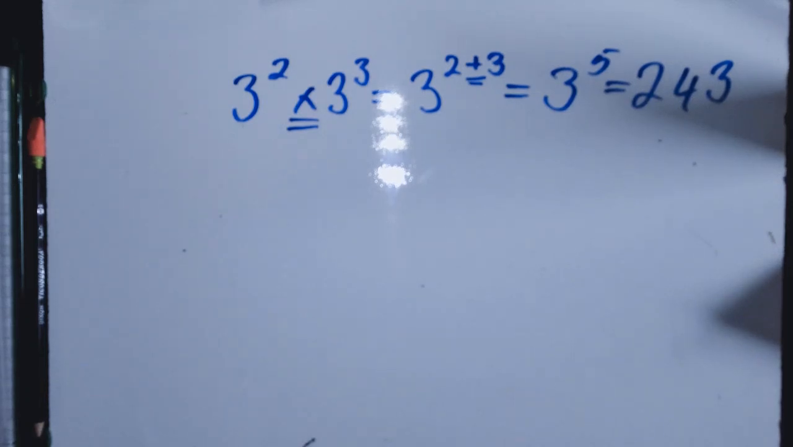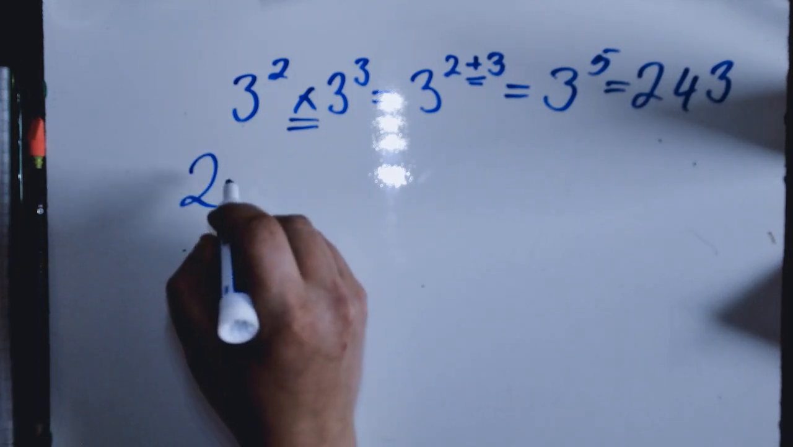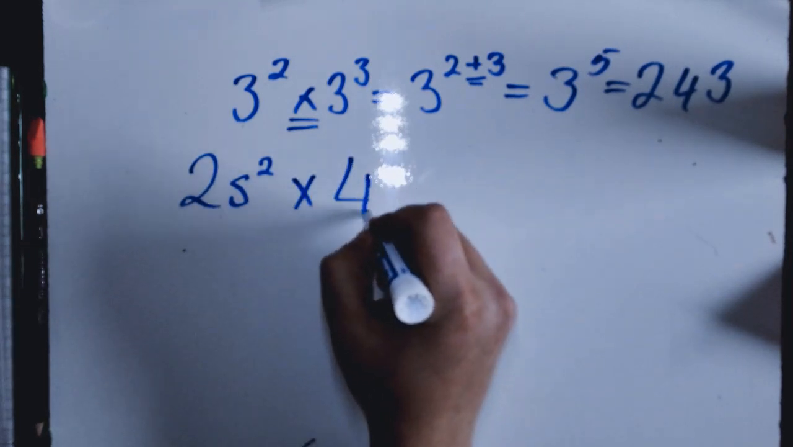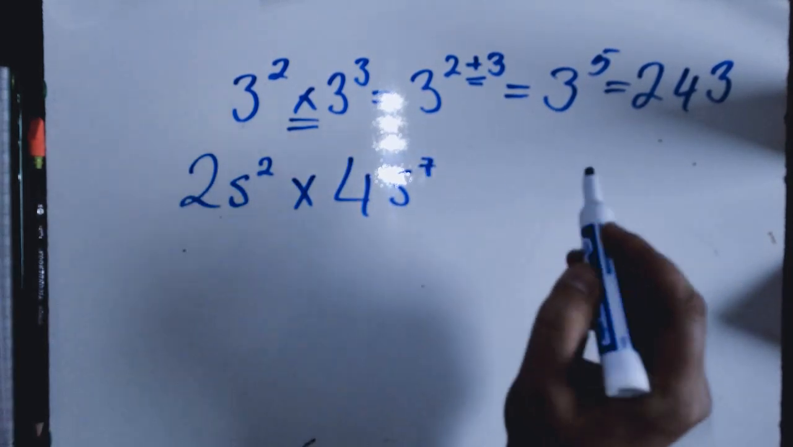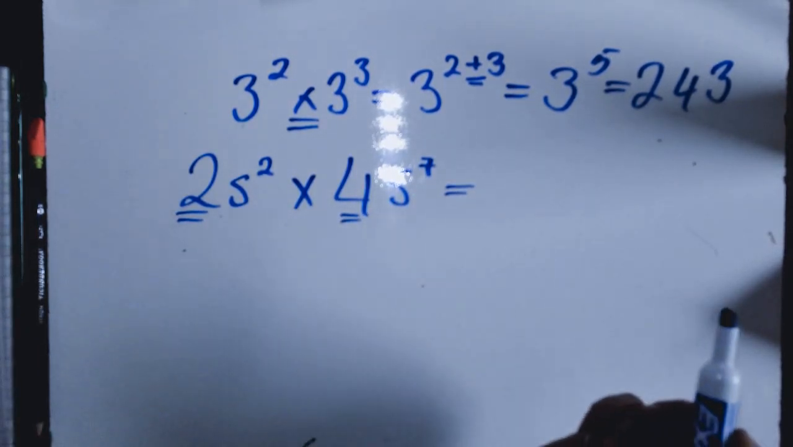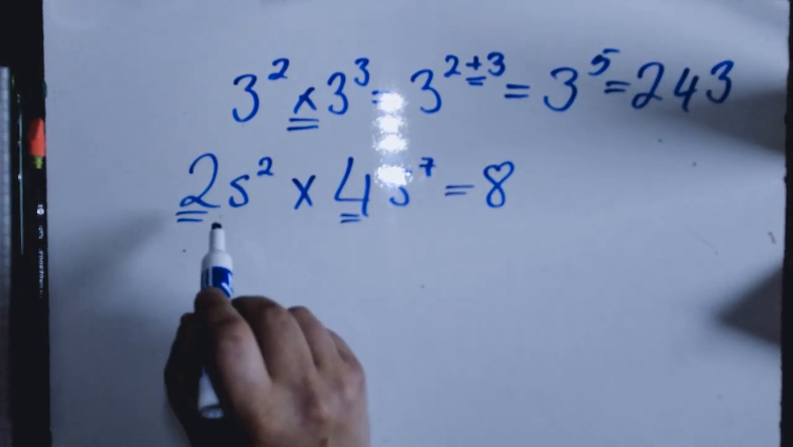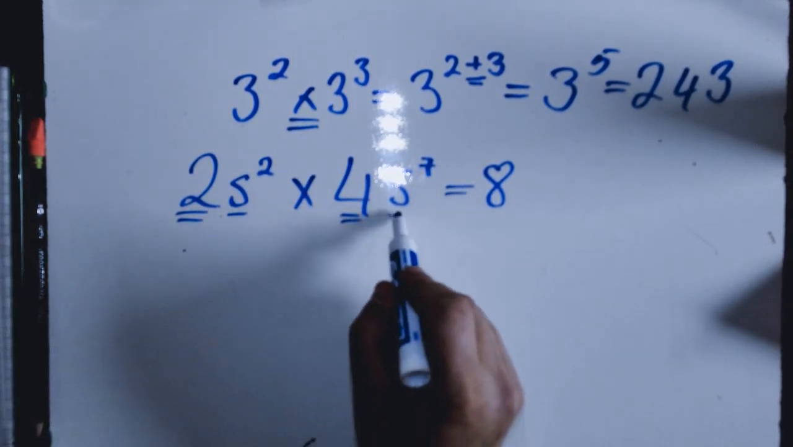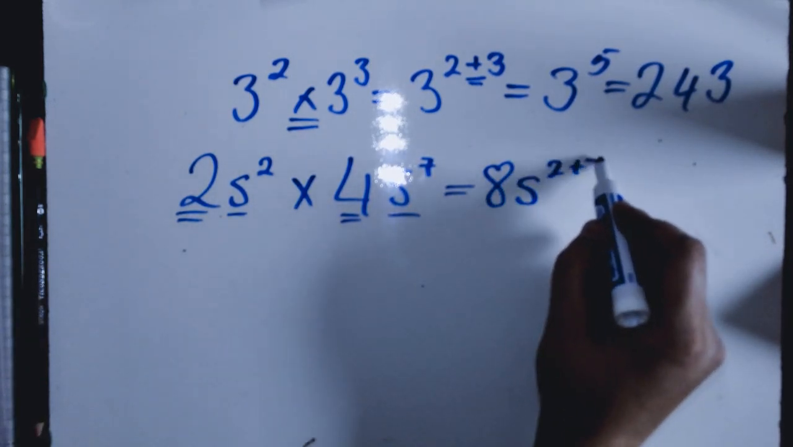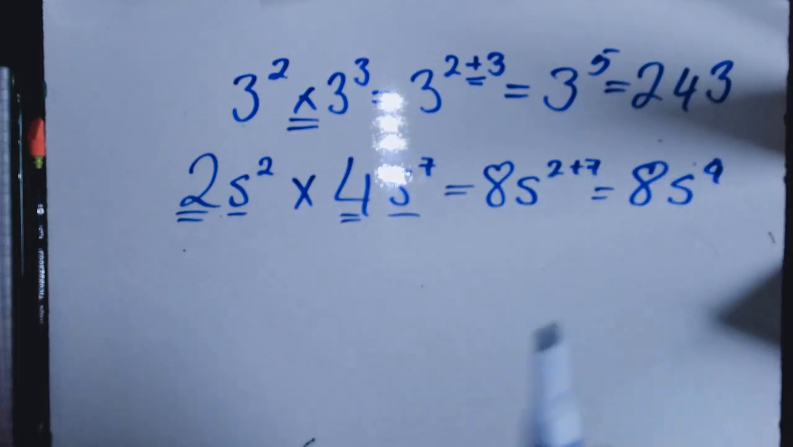So let's do another example. What if I have some variables? 2s to the 2nd power times 4s to the 7th power. I have to do regular multiplication with the numbers. So 2 times 4 is 8. Then I have s to the 2nd and s to the 7th power, which is going to be 2 plus 7. In other words, 8s to the 9th power.